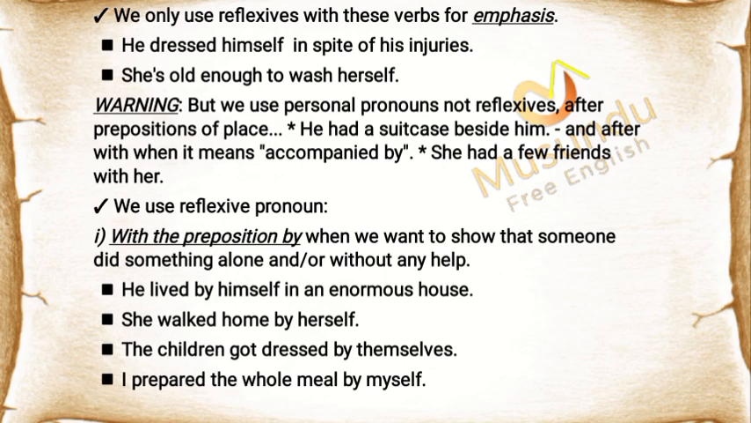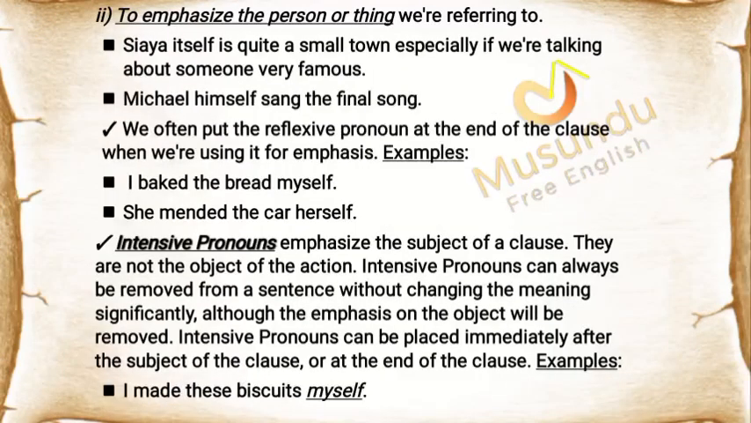We use the reflexive pronoun with the preposition by when we want to show that someone did something alone or without any help. Examples, he lived by himself in an enormous house. She walked home by herself. The children got dressed by themselves. I prepared the whole meal by myself.